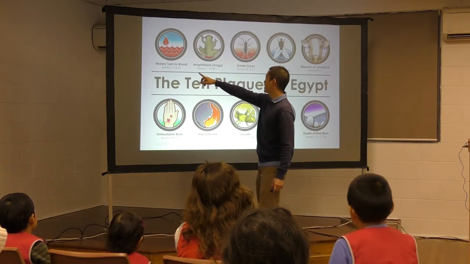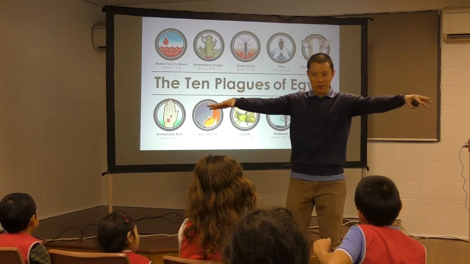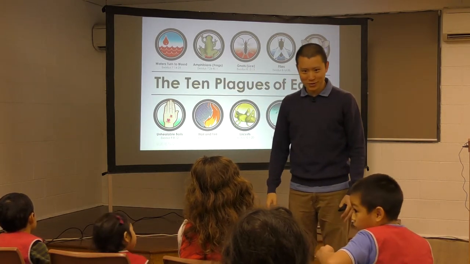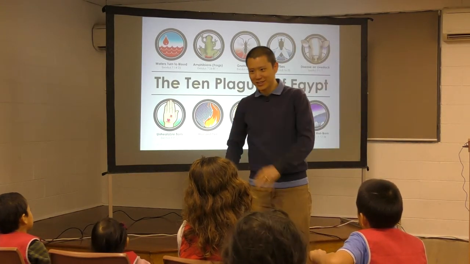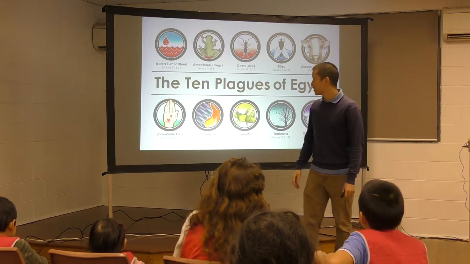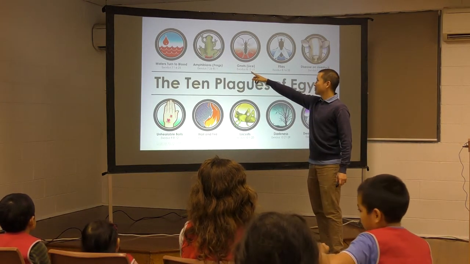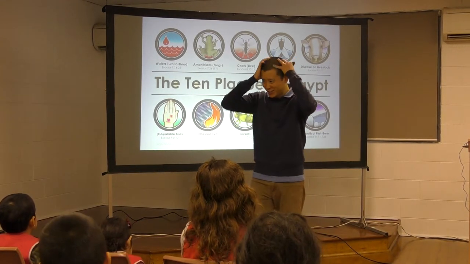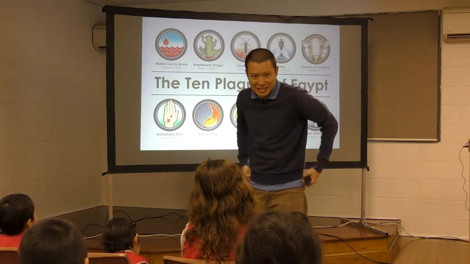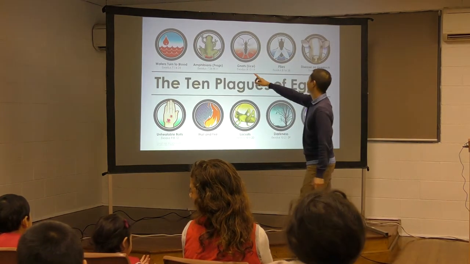Water turned to blood. And the second one was when he just infested the land with frogs. Frogs were everywhere. Imagine trying to go to sleep and you had slimy frogs all around your bed. Number 3 was gnats or lice. Can you imagine having gnats and lice all through your body? It's so itchy and scratchy.